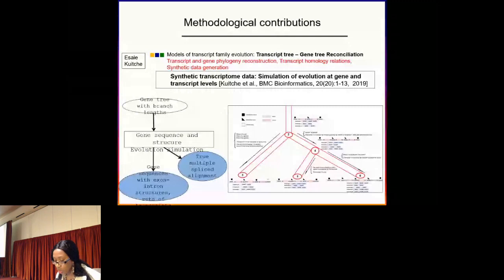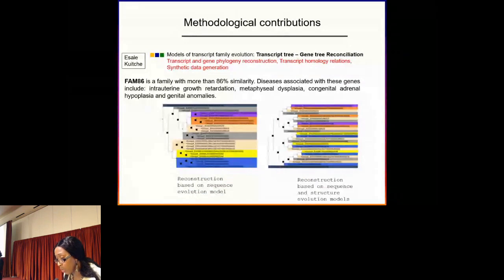I will just present a few results quickly of this work. Here I'm presenting the result of the reconstruction of transcript phylogeny obtained using our methods, compared to what was obtained using PhyML based on a sequence evolution model. We can observe what I was talking about before: the colors correspond to the same gene. These are transcripts, and because the transcripts are really close to each other, sharing almost the same exons, all transcripts of the same genes are clustered together.